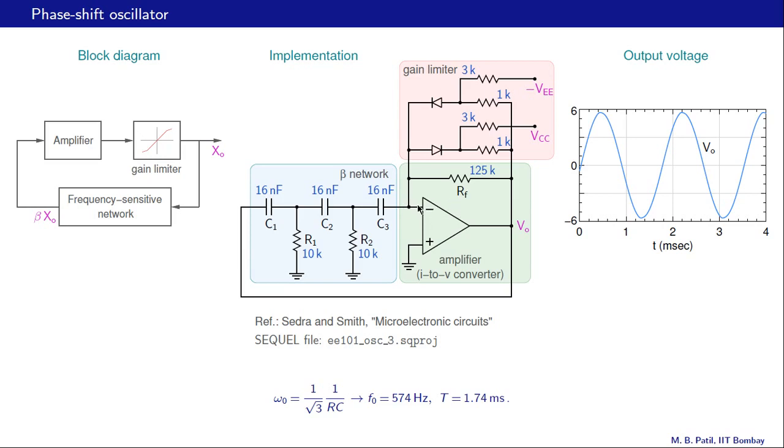Alright, now for this beta network, we found that omega 0 would be 1 over square root 3 times 1 over RC, and that gave us F0 equal to 574 Hertz, and we have already done that calculation previously, just repeating it here. And our RF we found in the last slide should be equal to 12 times R. R here is 10K, so 12 times 10K is 120K, and we make it slightly larger than 120K. So that is how we get this 125K. And that is done, as we mentioned earlier, to make sure that the circuit does oscillate on power up.